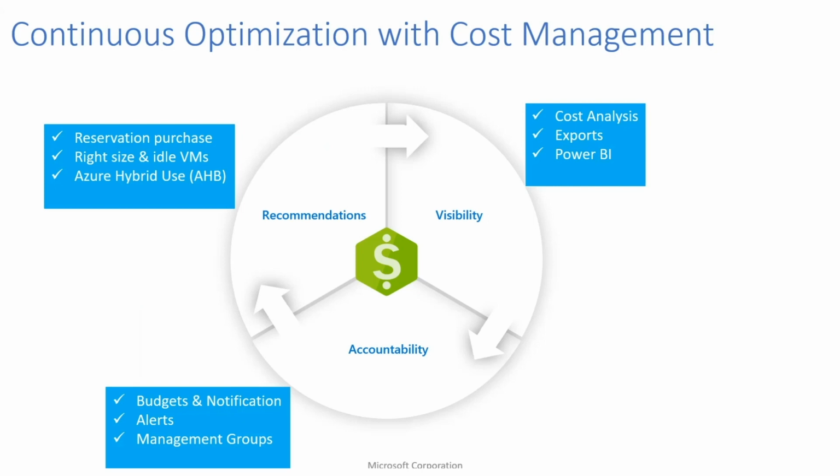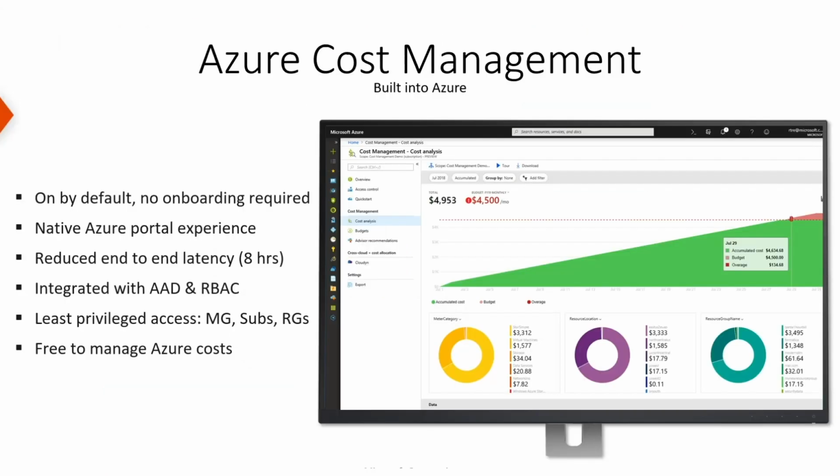So now that we have looked at a quick overview of what's available in cost management, let's also see some other benefits that the new experience brings. It's on by default. We have a reduced end-to-end latency. It is integrated with Azure Active Directory and role-based access control and provides least privilege access from management groups all the way down to resource groups and subscriptions. And best of all, this is available at no cost to manage your Azure spend.